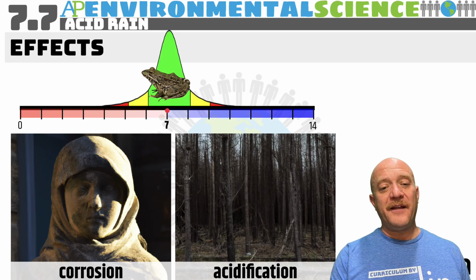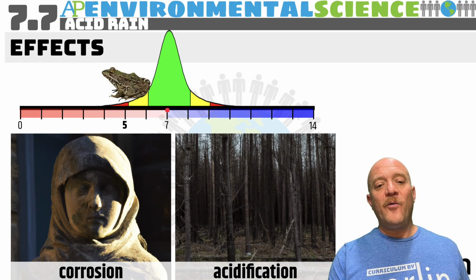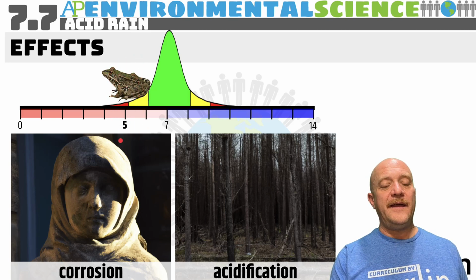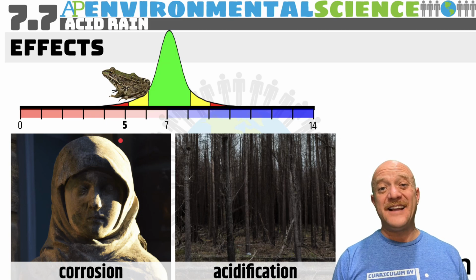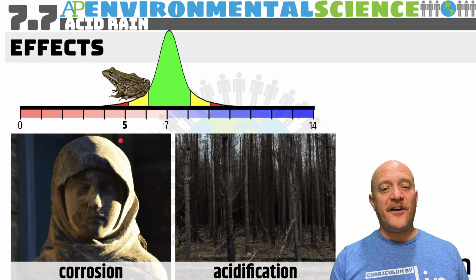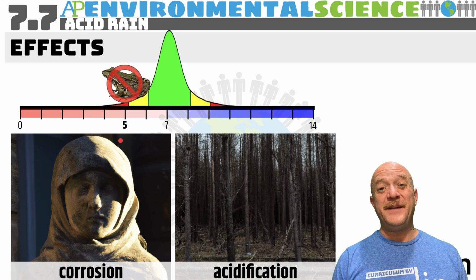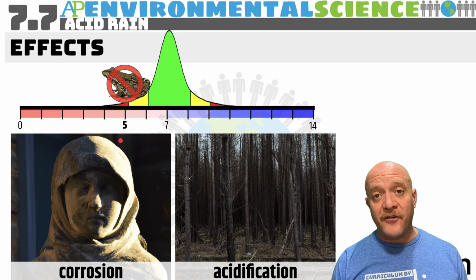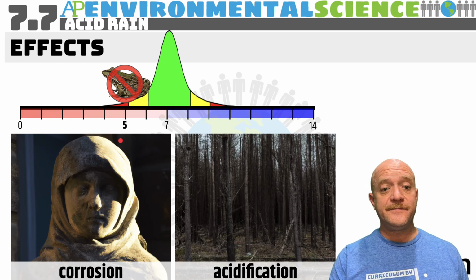So frogs have a relatively narrow range of tolerance. But when you get acid precipitation and the waterway might be slightly acidified, this frog's going to be outside of its range of tolerance. And acidification could be detrimental to the survival of many frog species.